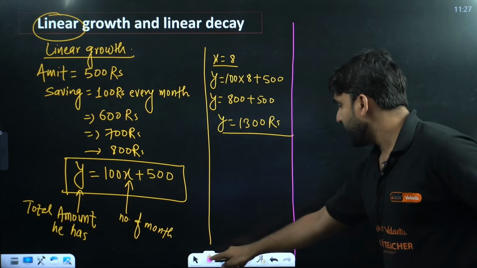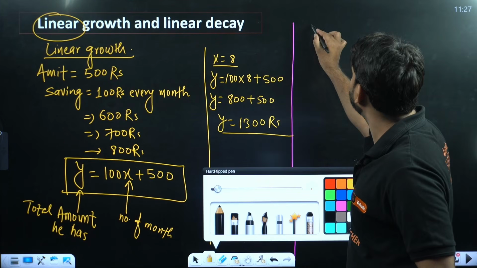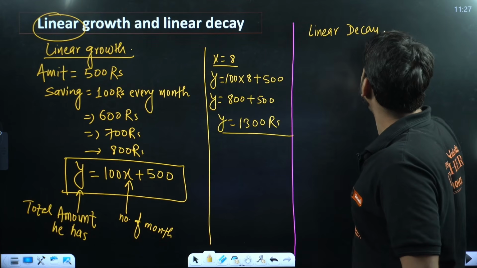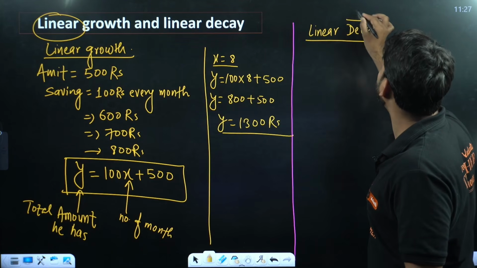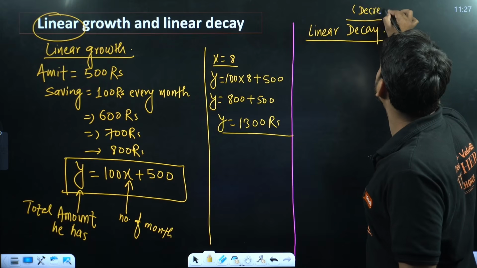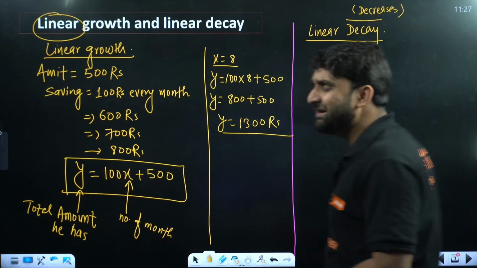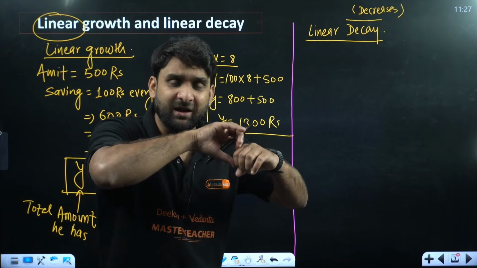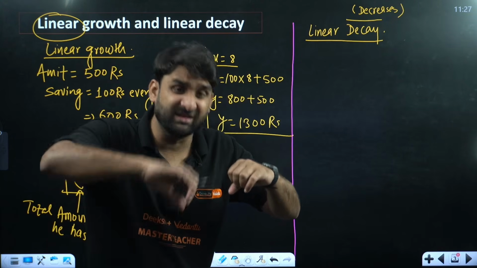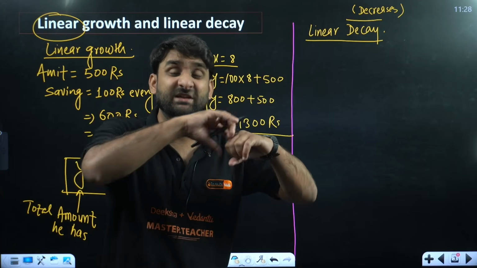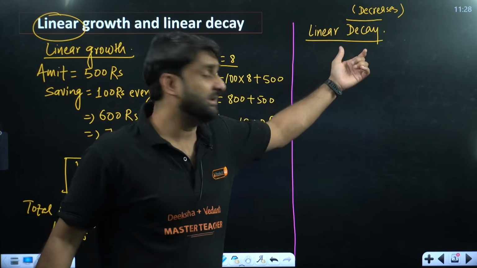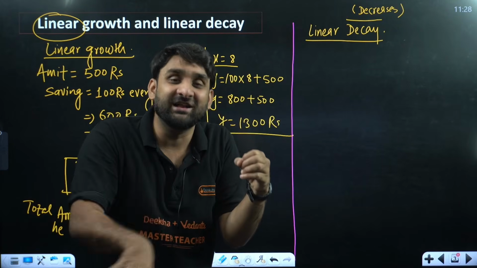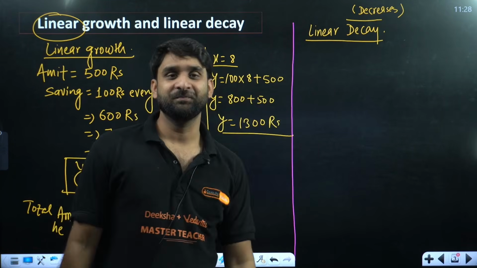Now moving to the next, we are going to talk about linear decay. Decay means what? The word decay comes from decreases. D for decay, D for decreases. When something is disintegrating, something is decreasing steadily at a constant rate, that is called decay. And if linear is there, it means something is decreasing steadily with a constant rate.